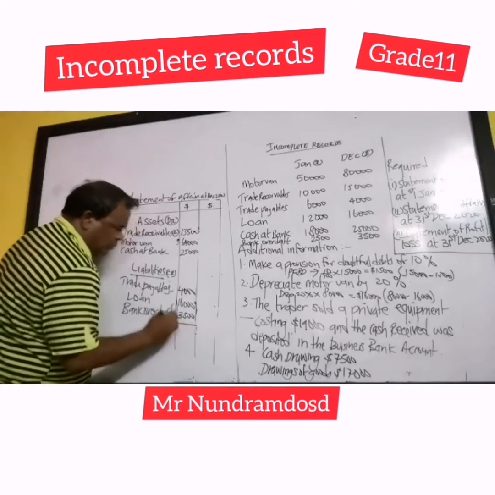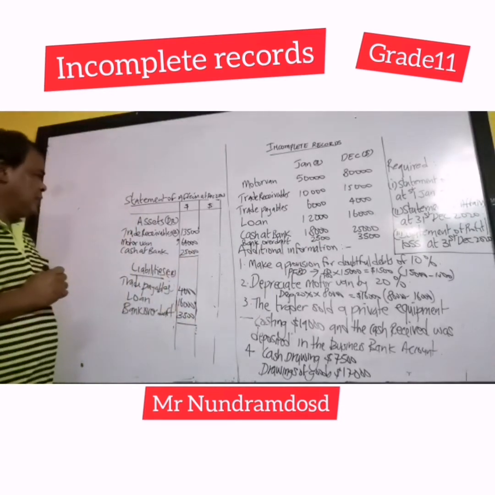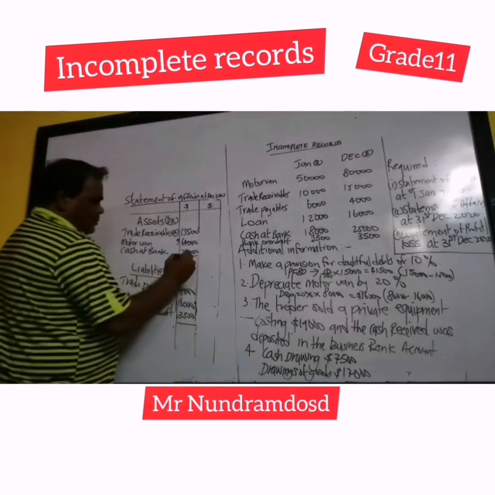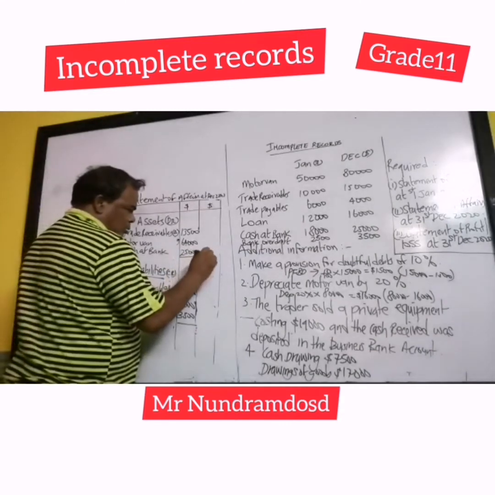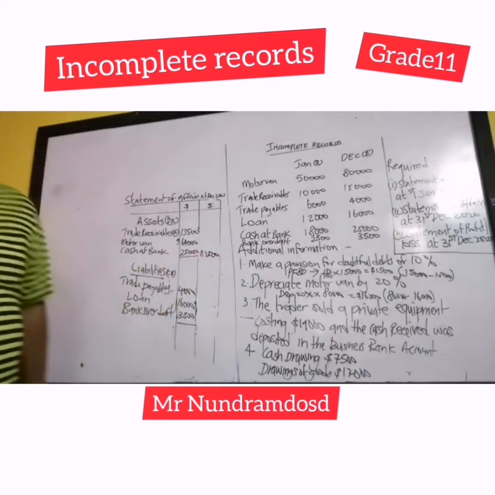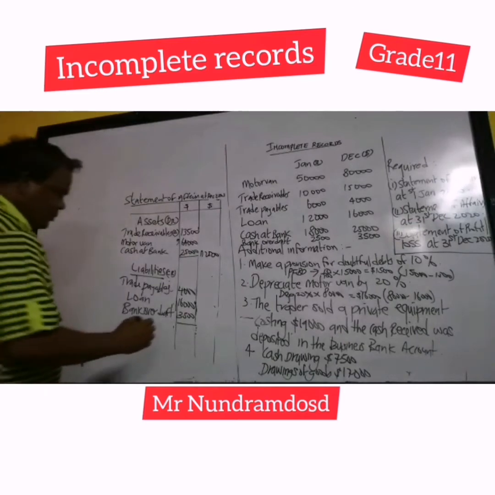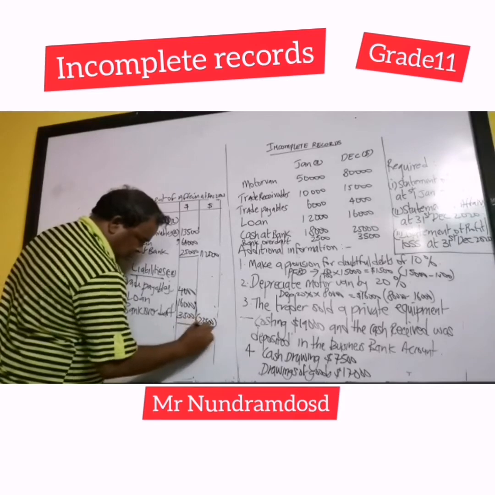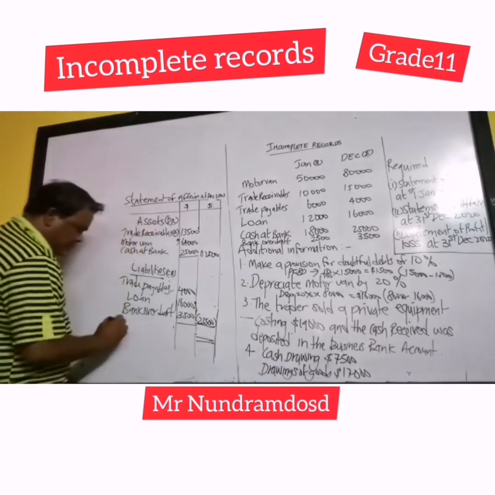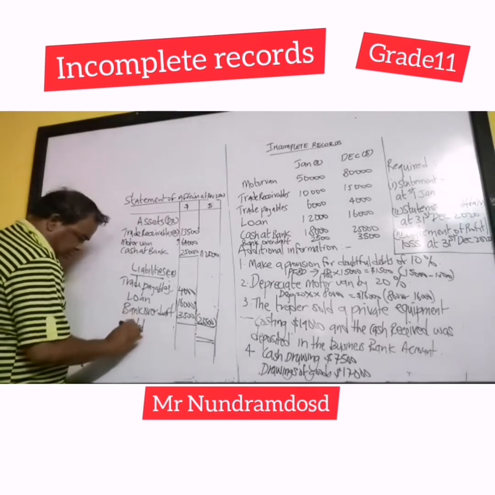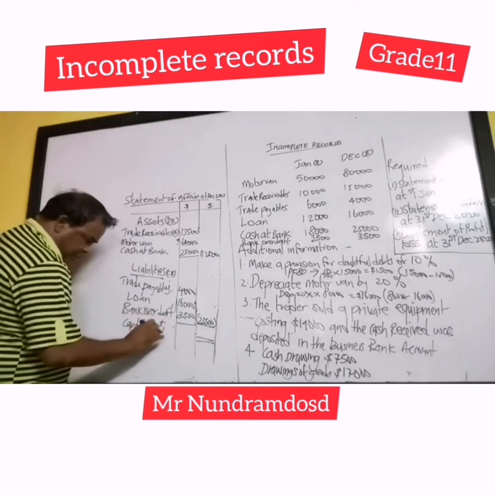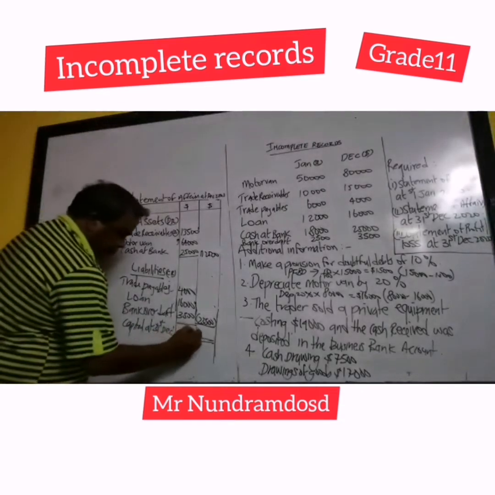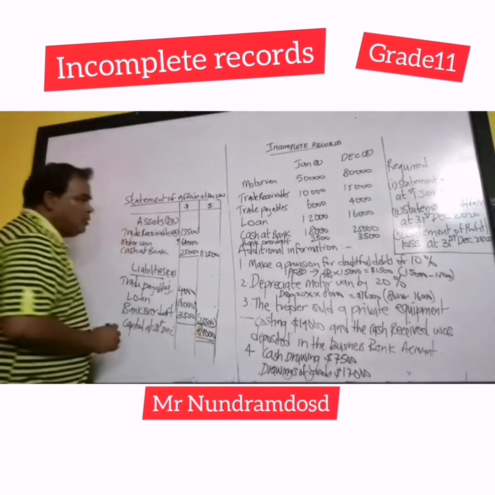So here we are, how to prepare the statement of affairs, and this one will give us the total 112,500. When we deduct 23,500, we will get capital at 31 December, capital at N. This will give us 89,000.